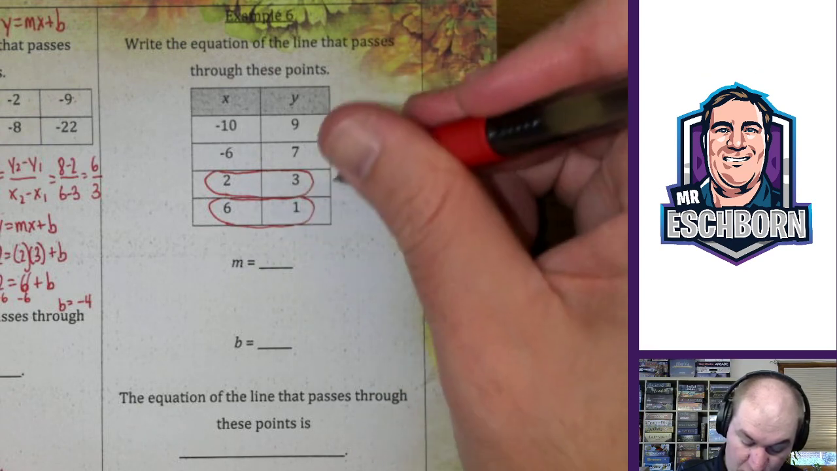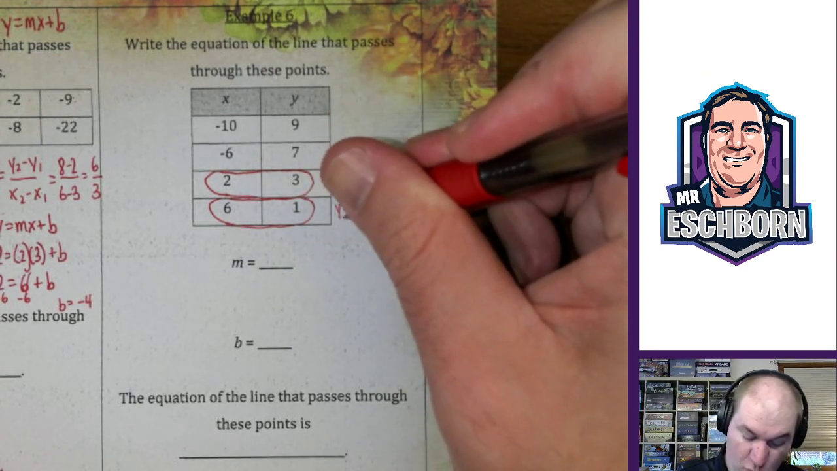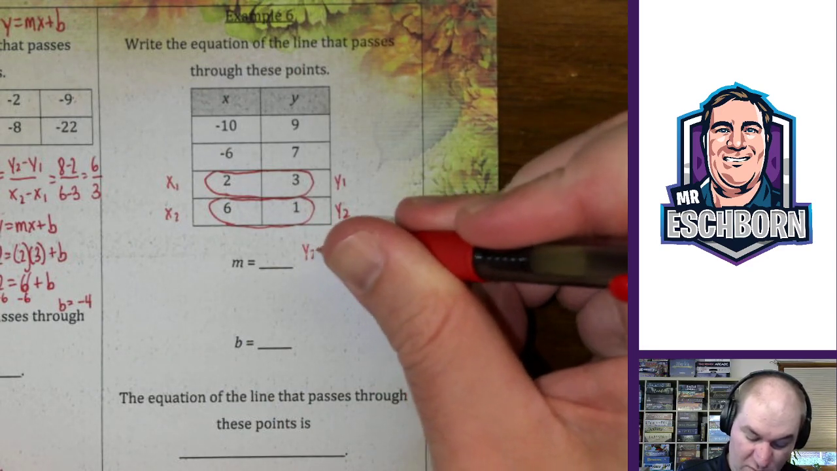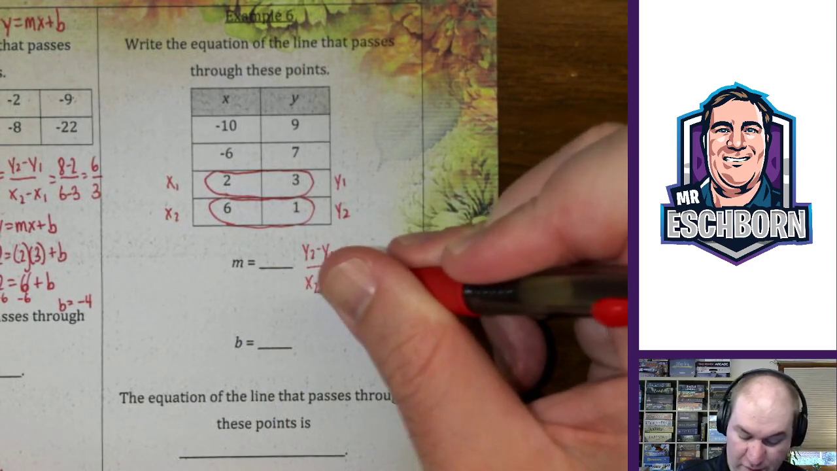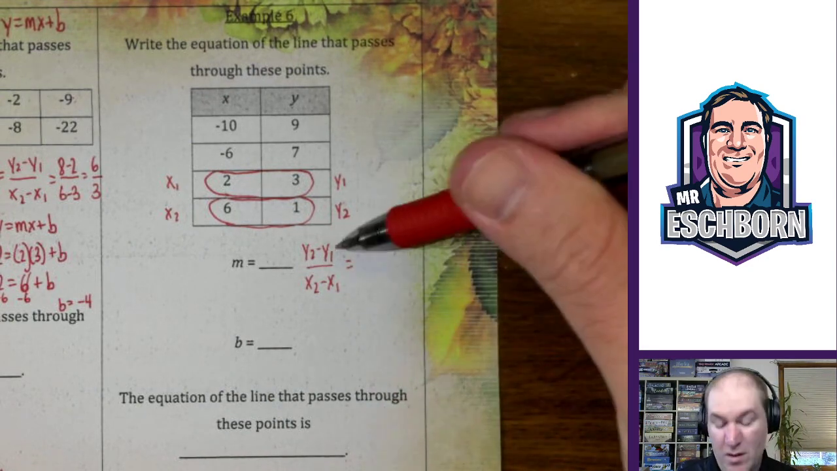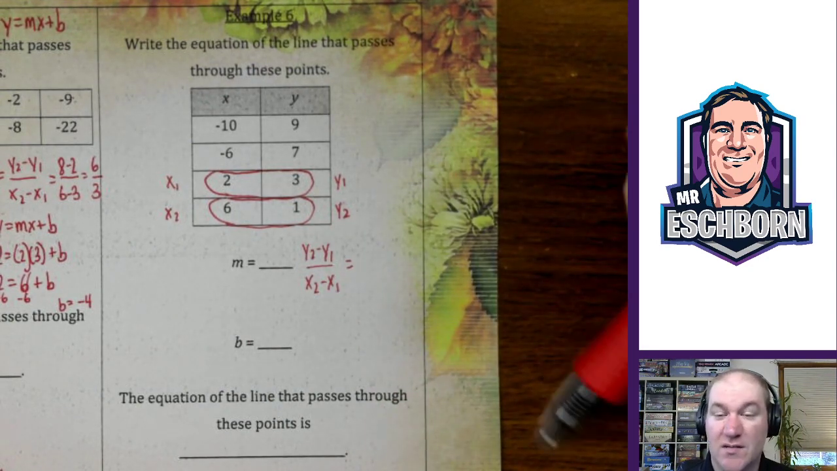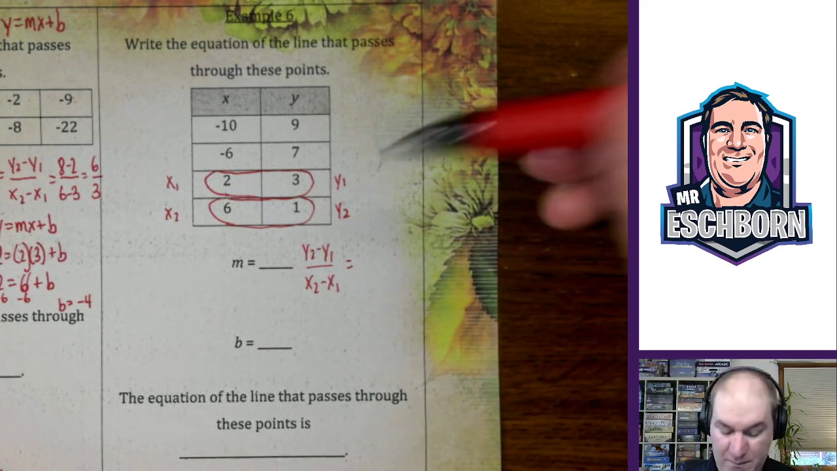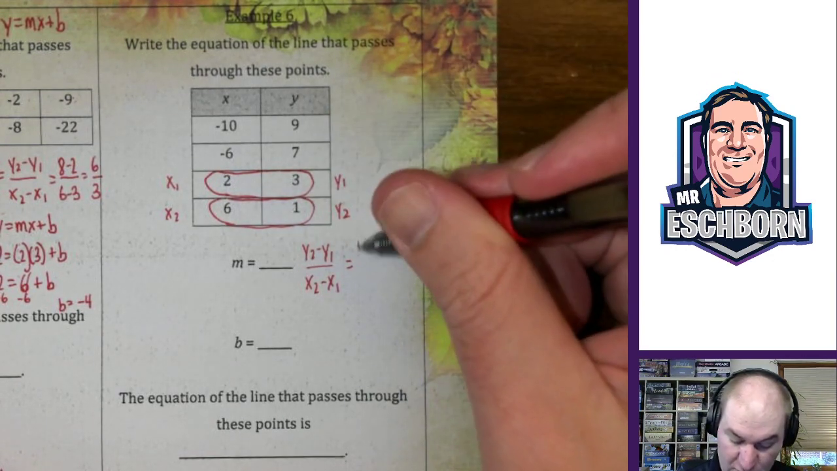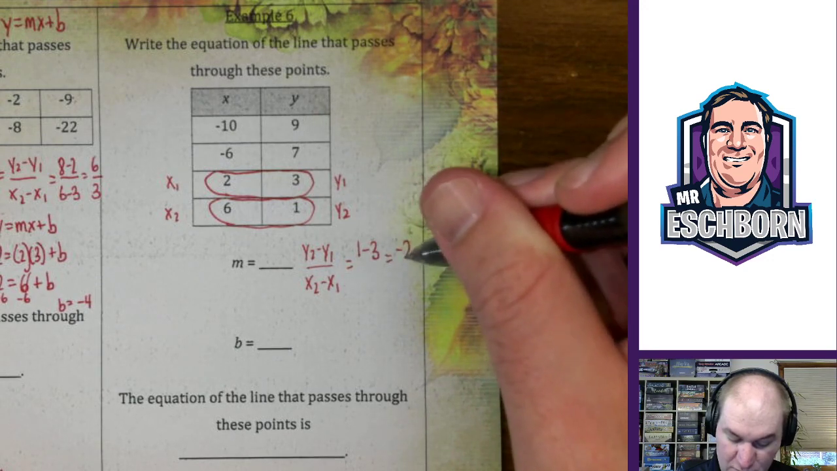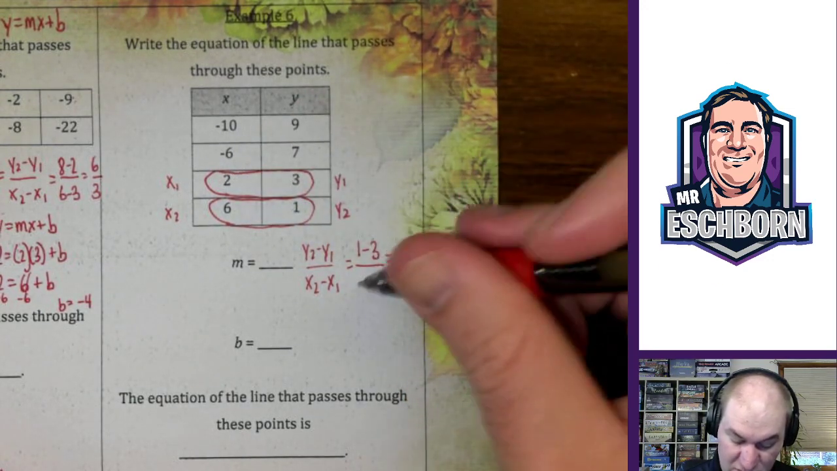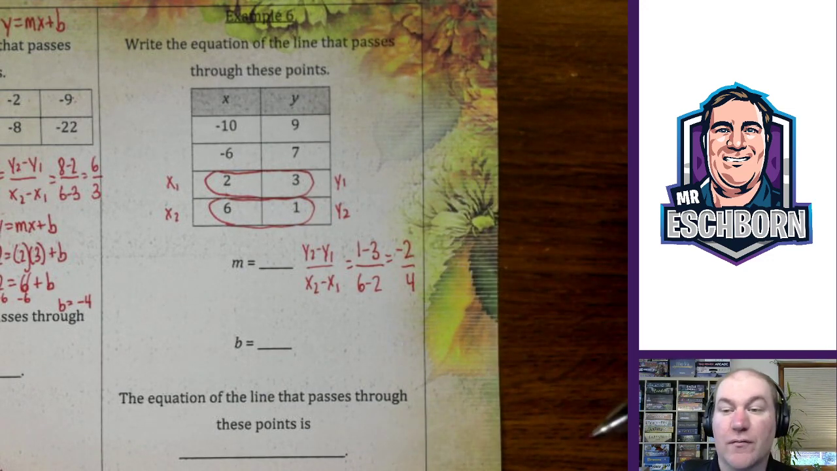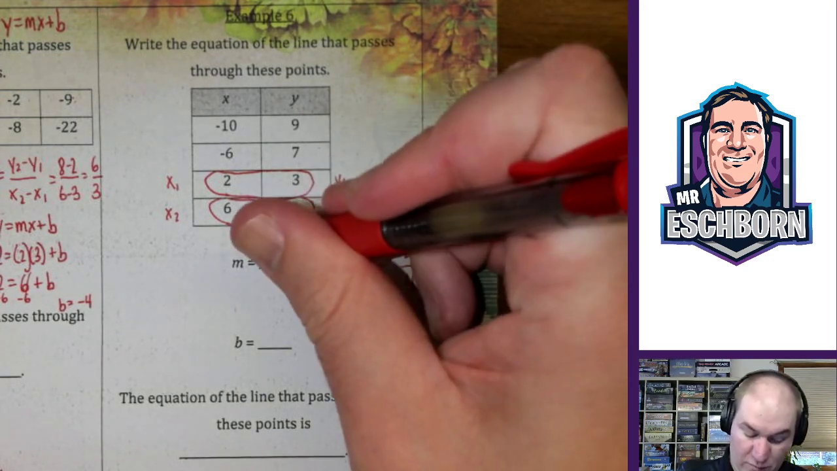Let's calculate my slope by doing y1, y2, x1, x2. Slope formula is y2 minus y1 over x2 minus x1. Remember, this formula is just a fancy way for saying subtract 2 y's and then subtract 2 x's, and then you simplify. So 1 minus 3, which is negative 2, and 6 minus 2, which is 4. So the slope is negative 2 over 4, and that reduces to negative 1/2.